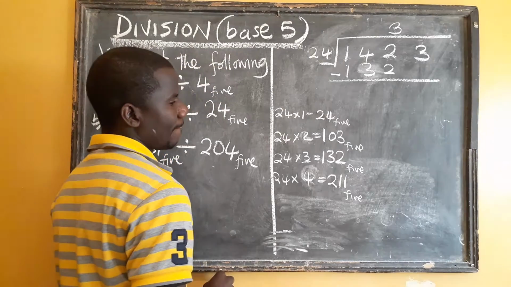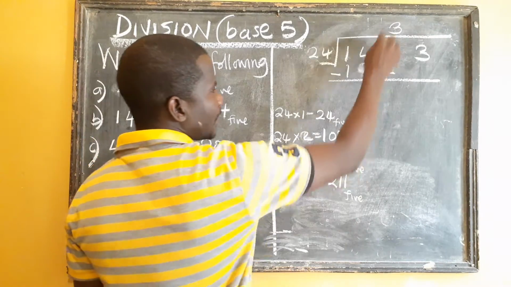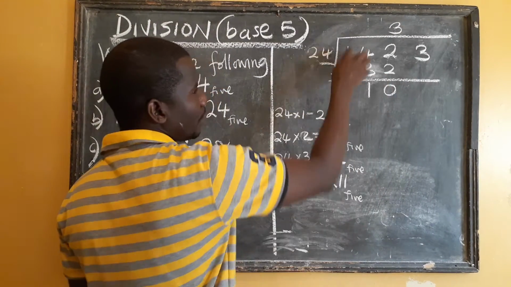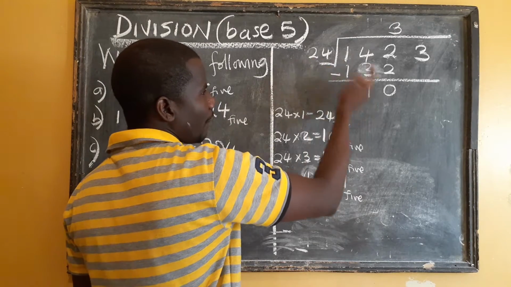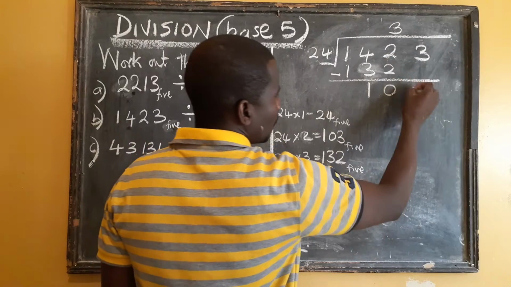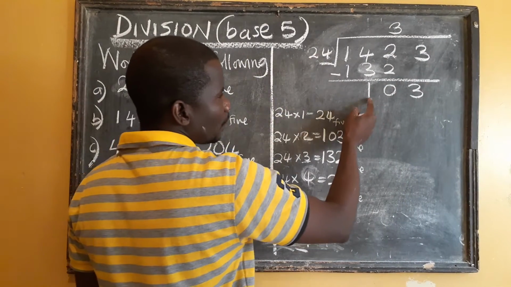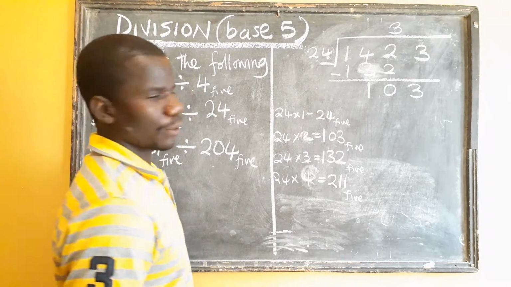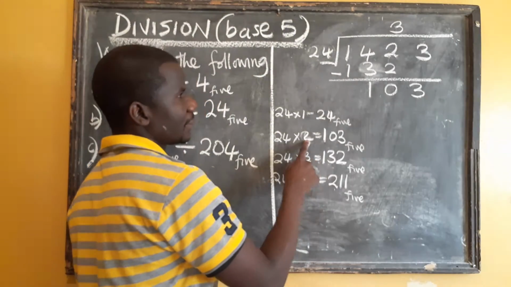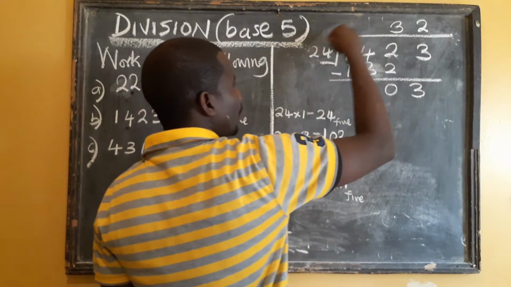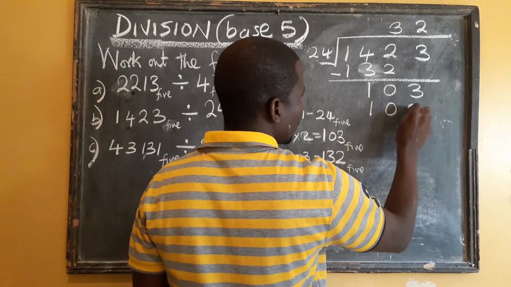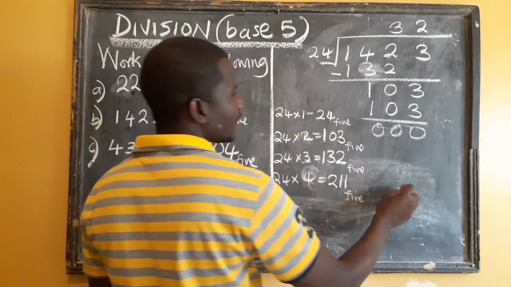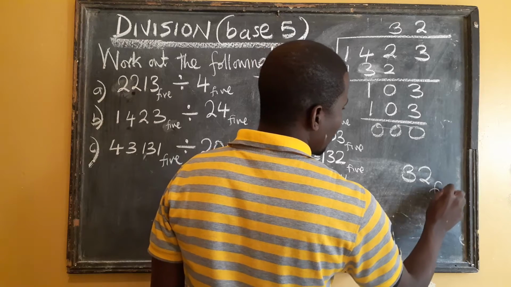Are we together? Then we subtract. This is going to give us 10. 24, can it go into this one? No. So we need to bring down this one. 24, can it go into 103? Yes, it can go into 103. How many times? 2 times. Write our 2. 2 multiplied by 24, what do we get? 103. What do we get? 000. So what is our answer? Our answer is 32 in base 5.